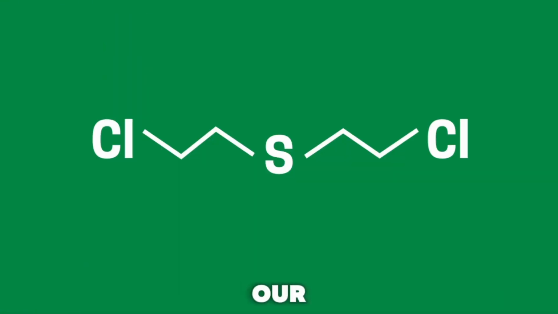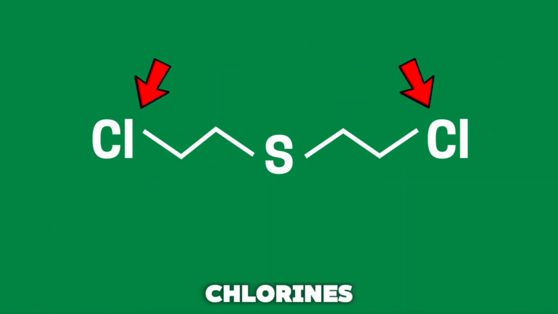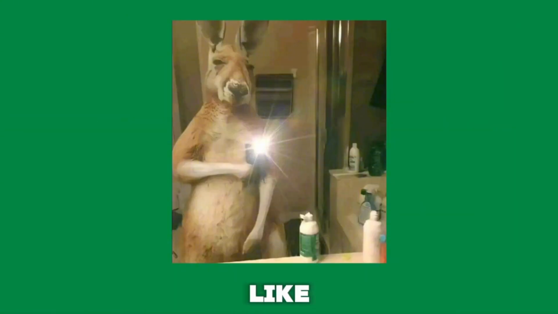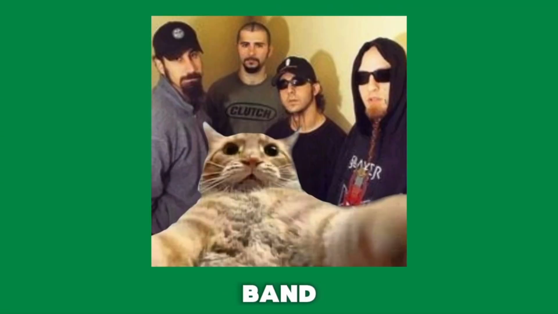Basically, this is our cool, mysterious molecule here, okay? It's got a sulfur here. It's got these carbons at all these different vertices, and we've got these chlorines here, okay? And it kind of looks like if sulfur had wings, okay? It kind of looks like a band, a weird band.